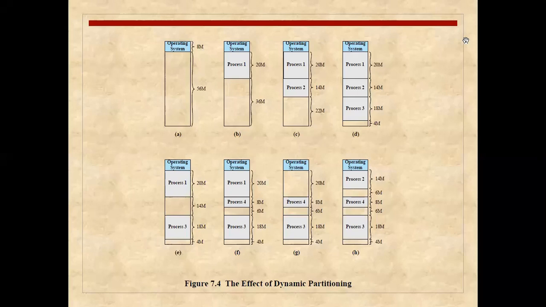So in the last class, we were discussing the fixed partitioning scheme. Then we discussed dynamic partitioning, how we can manage our complete RAM for storing different sized processes.